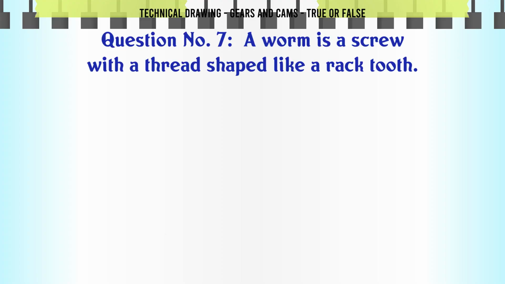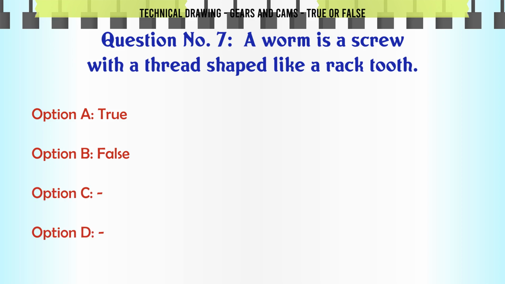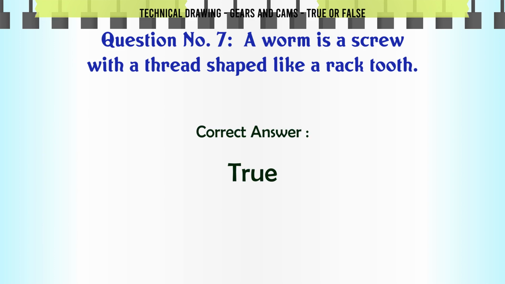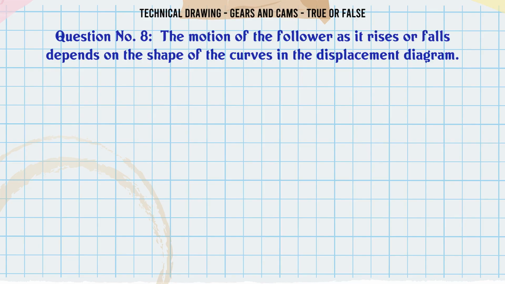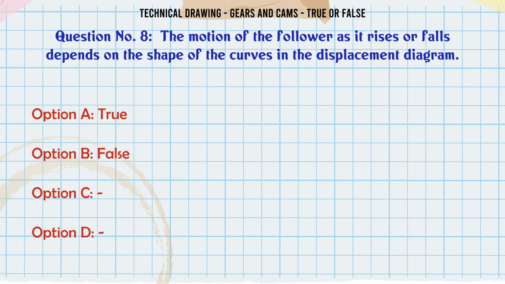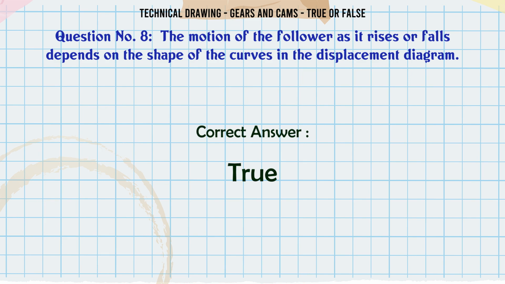A worm is a screw with a thread shaped like a rack tooth. A. True. B. False. The correct answer is true. The motion of the follower as it rises or falls depends on the shape of the curves in the displacement diagram. A. True. B. False. The correct answer is true.